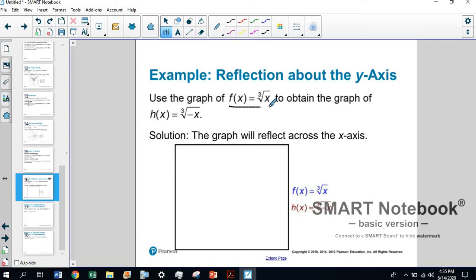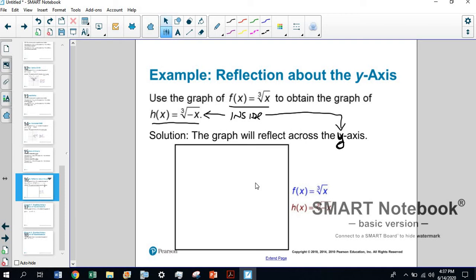f of x is equal to the cube root of x. We want to look at h of x equal to the cube root of negative x. The negative happens on the inside of the function, which means that you will be reflecting across the y-axis. All right, left to right. X's move left and right, and so you're reflecting left and right.